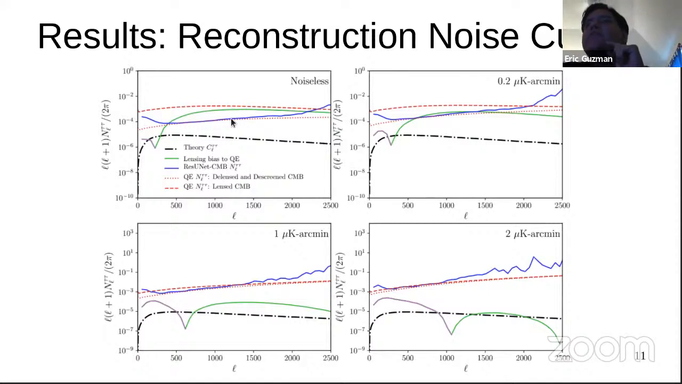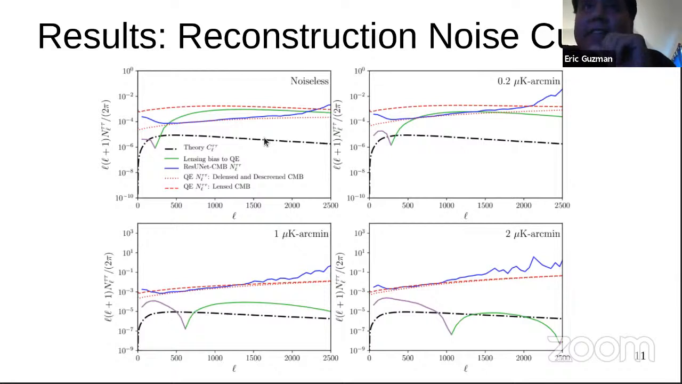These are the reconstruction noise. We did it for multiple noise levels: 0.2 microarcminute, 1 microarcminute, 2 microarcminute. As mentioned before, if you do a naive application of the tau quadratic estimator, it will be biased by lensing, which is what's shown in this purple and green, where purple is negative and green is positive values. And so this is the lensing bias in the quadratic estimator.